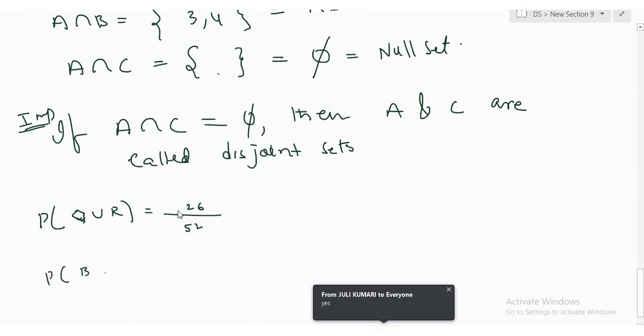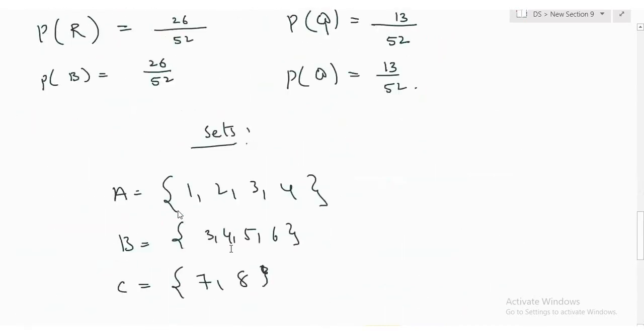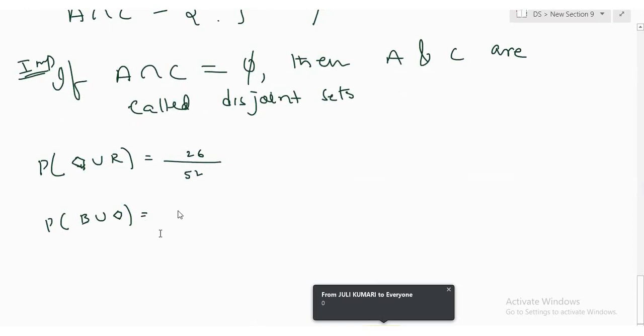Next, black union diamond. What is this? I need to count the black ones as well as the diamonds. So this is 39 divided by 52. Yes or no, guys? Total.